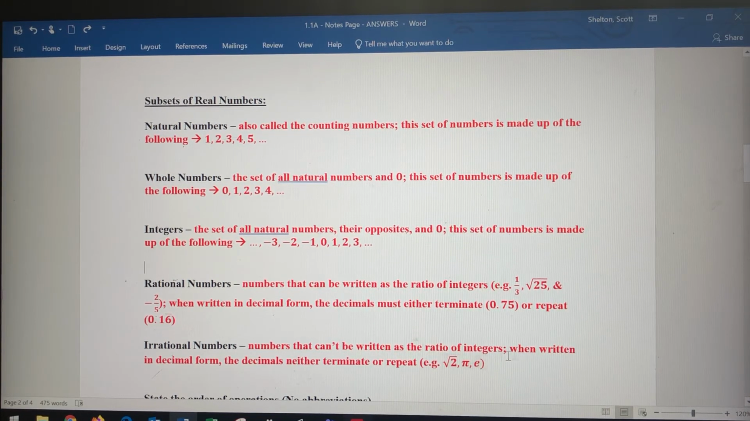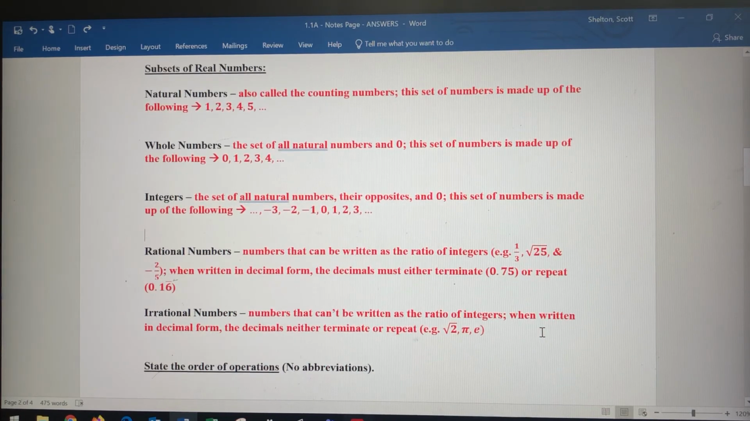And e is a number that we're going to deal with when we're solving exponential equations and working with logarithms, okay? And e is just like pi, okay? Never terminates, never repeats, or has a pattern, okay? So irrational numbers, we've got square roots, and then special numbers like pi and e, okay?